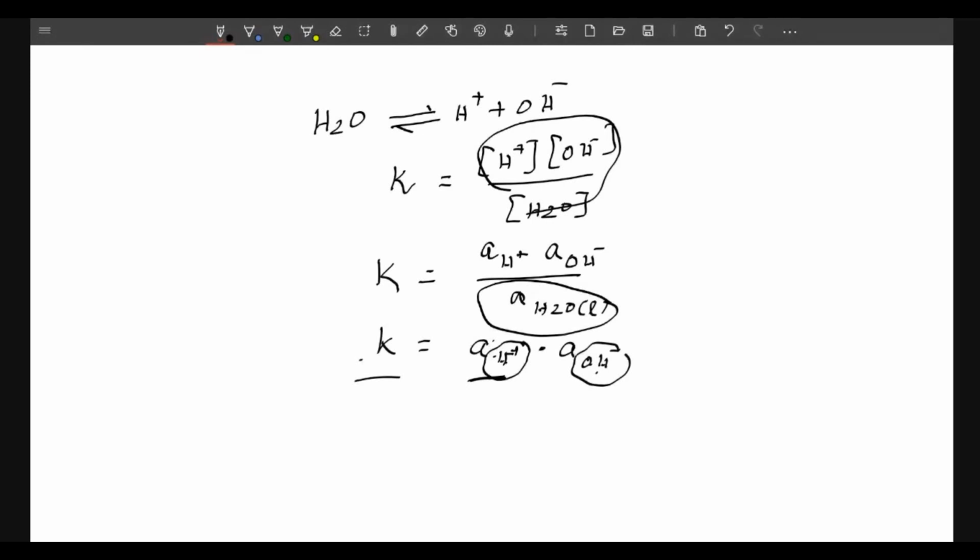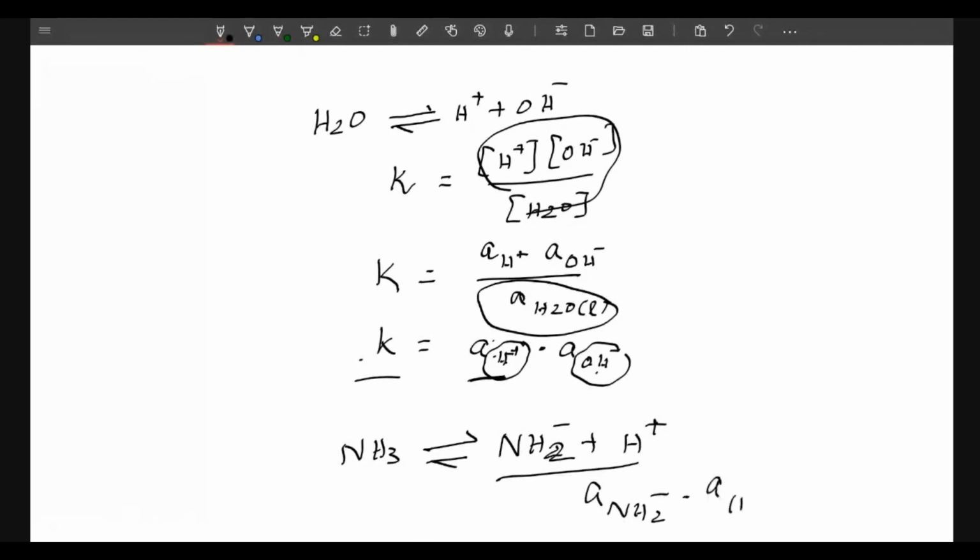If you take non-aqueous ammonia, it is ionizing as NH2 minus and H plus. Let us assume it is acting like this. Then what is the ionic product of this ammonia, a non-aqueous solvent? Activity of NH2 minus into activity of H plus. It is called the ionic product of ammonia. Similarly, for alcohol and so on, you can give the ionic product like this.